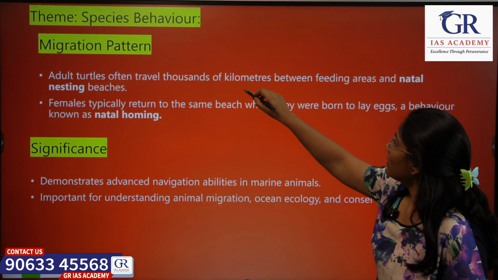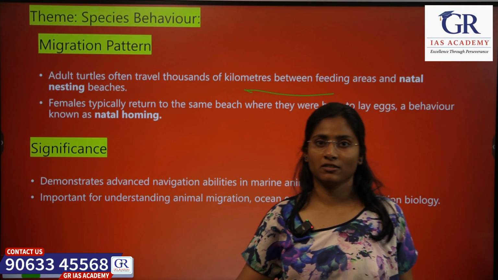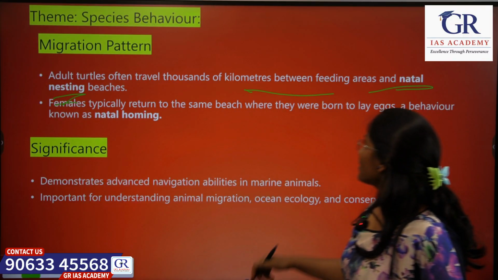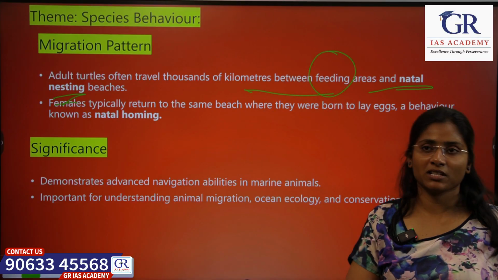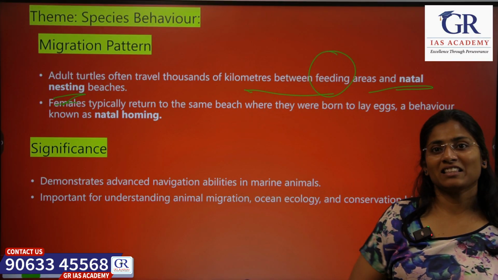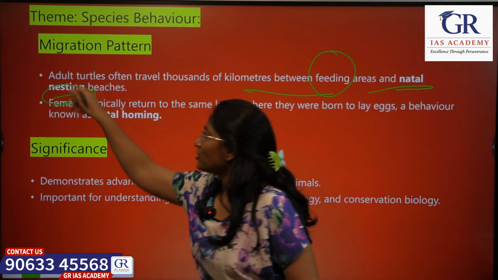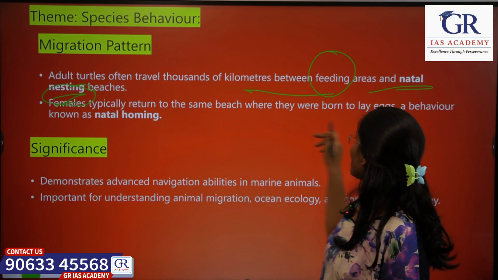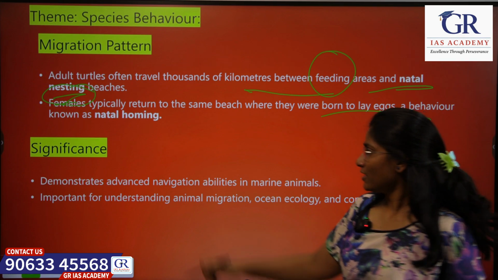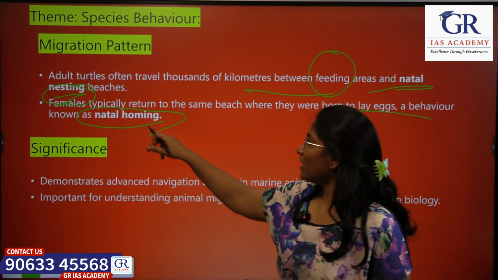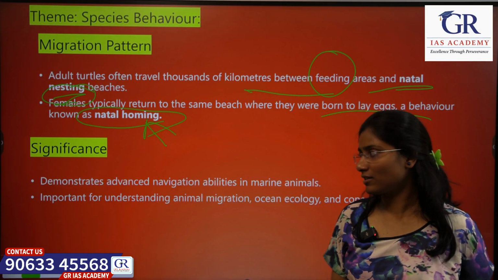They travel thousands of kilometers between nesting beaches and feeding beaches. They eat at one place, they breed at one place. Usually females return to the same place where they were born to lay eggs. We already discussed natal homing, right? So this is the behavior of the green sea turtle.